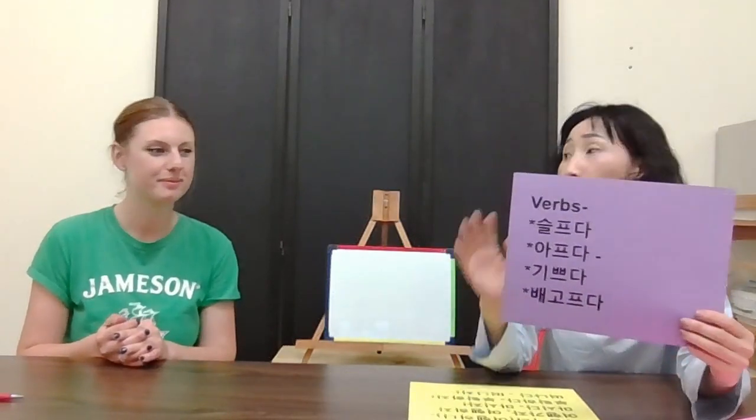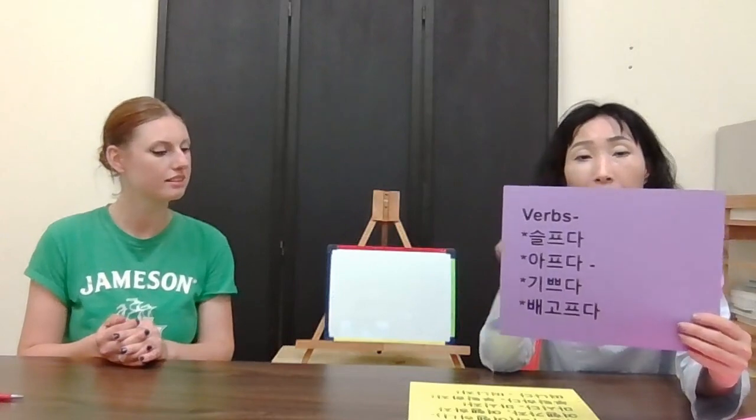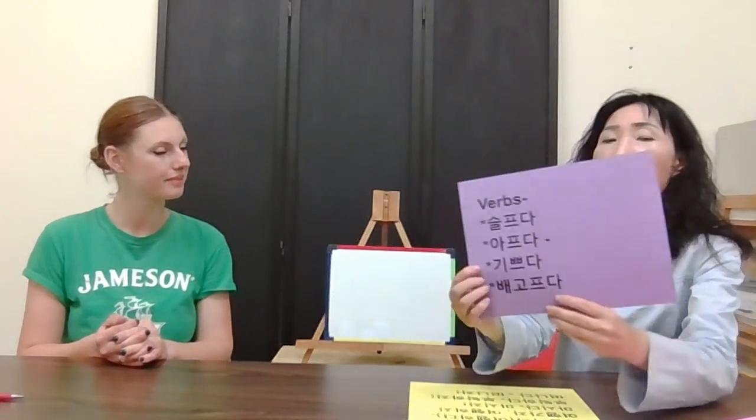So here the grammar is the same. For adjective and verb, it's the same thing. You just get rid of da and put the 자. Okay, so now I want to talk about this one.